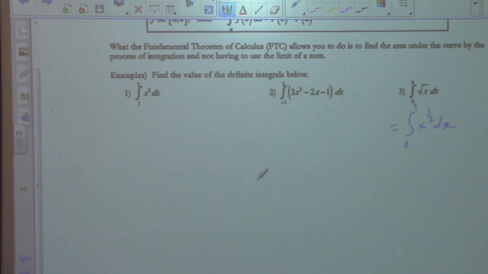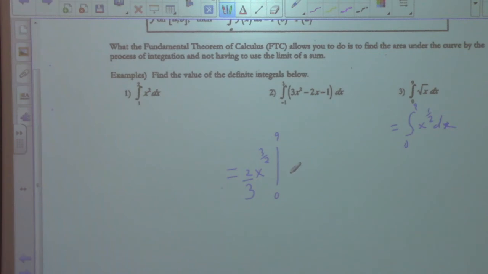Wouldn't it just be 2/3 x to the 3/2? So you got 2/3 x to the 3/2, and then from 0 to 9. Correct me if I'm wrong: you're taking 1/2 and adding 1 to it. So that's where your 3/2 comes from. And you divide by 3/2, which is the same as multiplying by 2/3.